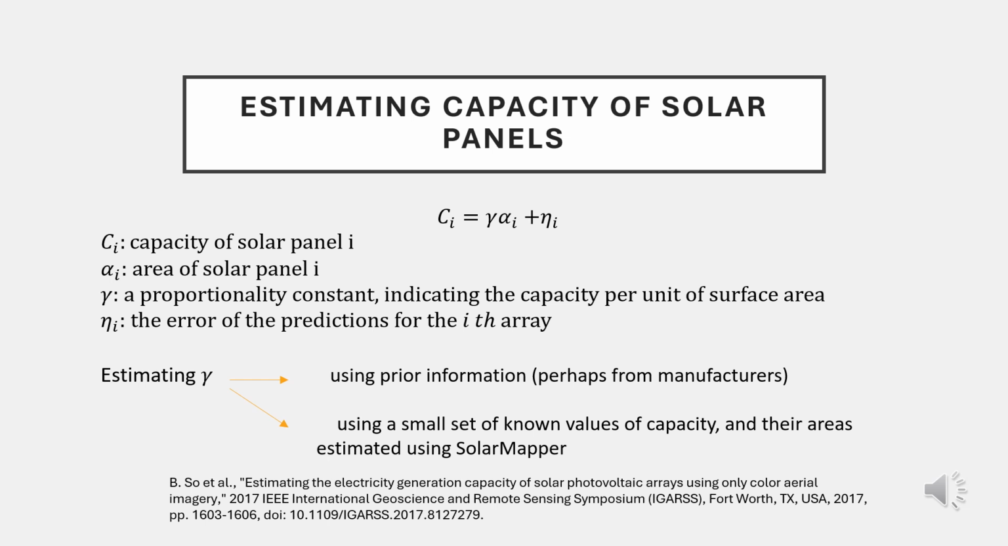So to calculate the capacity, we used their derived linear equation, which is as follows. The capacity of solar panel i is equal to gamma, a proportionality constant, times alpha_i, the area of the solar panel i, plus eta, the error of the prediction. Gamma is estimated to be equal to 1 kilowatt per installation that on average covers an area of about 6.5 square meters in the region of Cape Town.